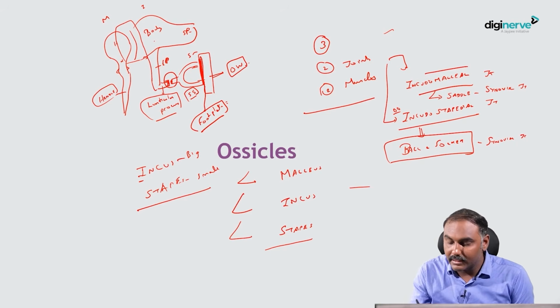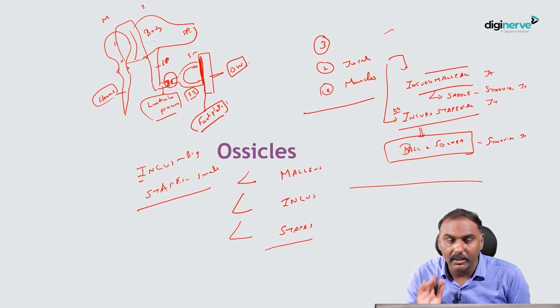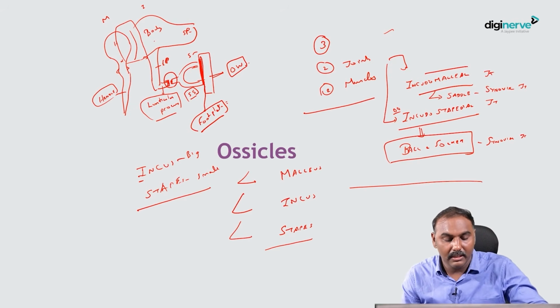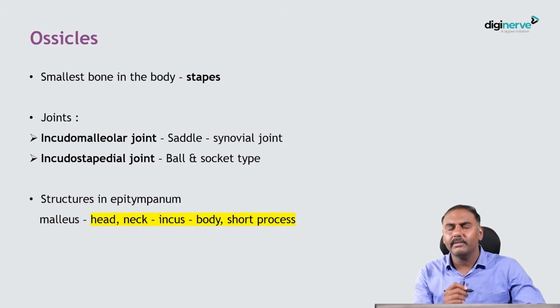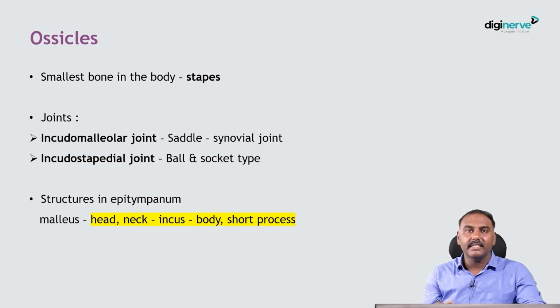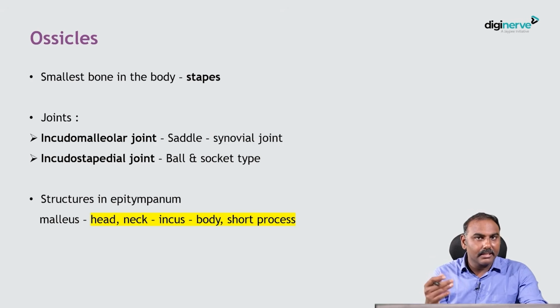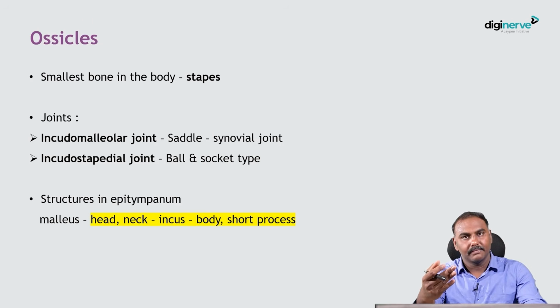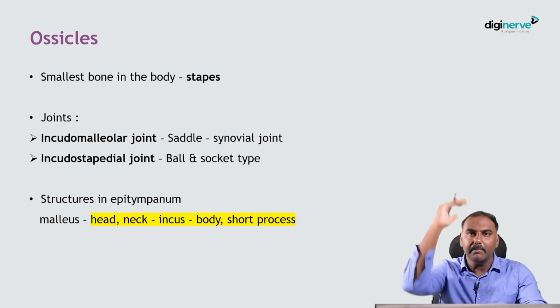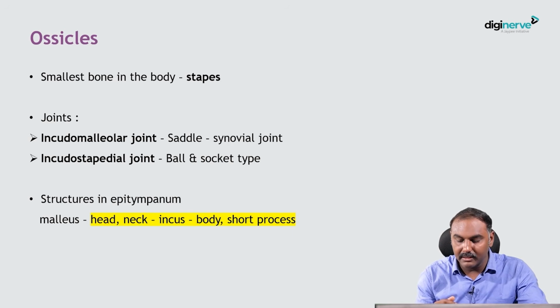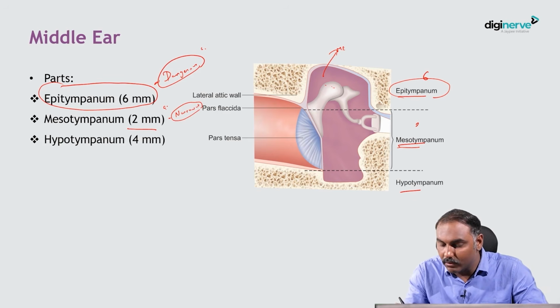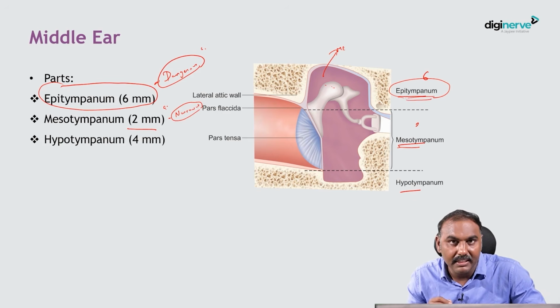Okay, so these are the things they will ask as far as the joints and the ossicles are concerned. So as we discussed, the joints and the smallest bone is the Stapes. And one more important MCQ which has been asked recently is, what are the ossicles seen in the epitympanum area? Epitympanum is above. When we see the first picture we discussed, what are the ossicles we can see in the epitympanum?